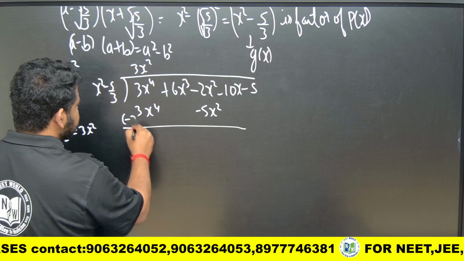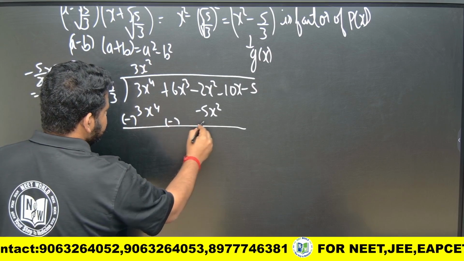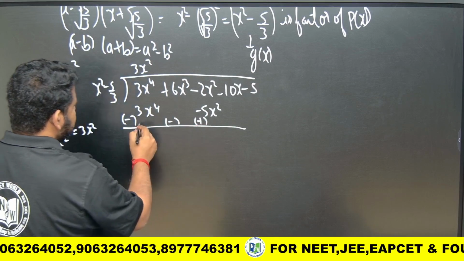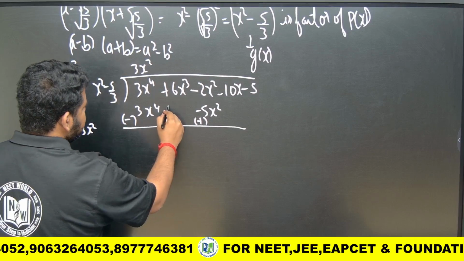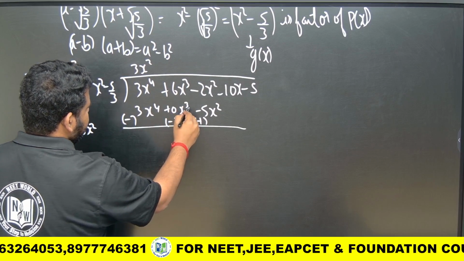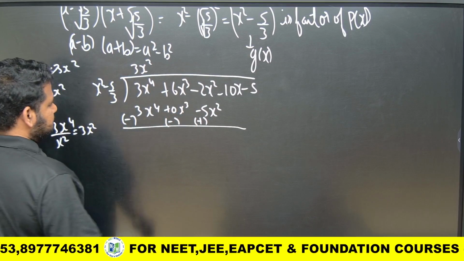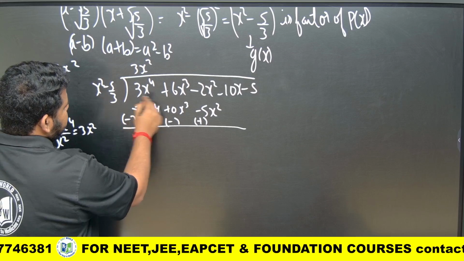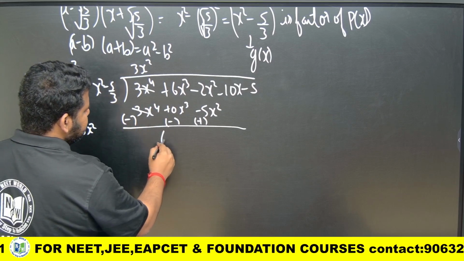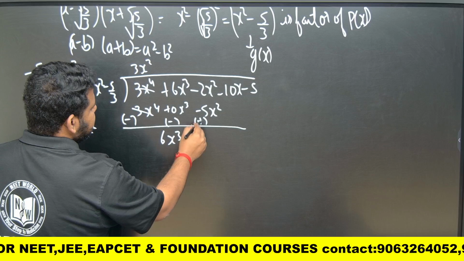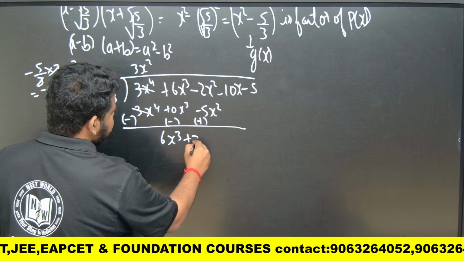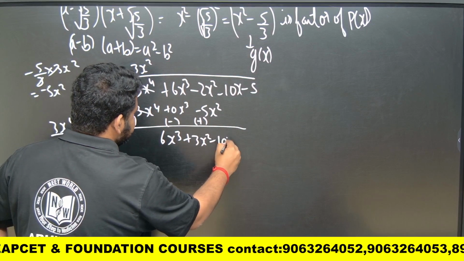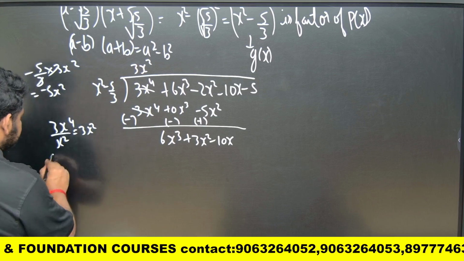Now if I put minus here, also I will put minus here. This will be plus. Now this will actually be plus 0x cube. Nothing is there, so plus 0x cube. This and this will cancel. 6 minus 0 is 6 itself. 6x cube. Plus 5 minus 2 is plus 3x square, minus 10x. Now we have 6x cube.